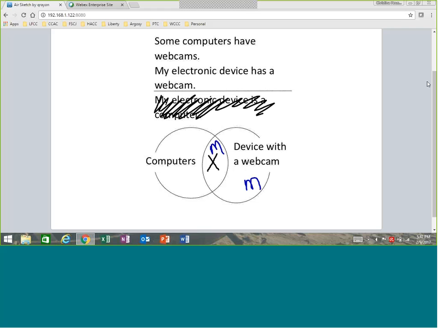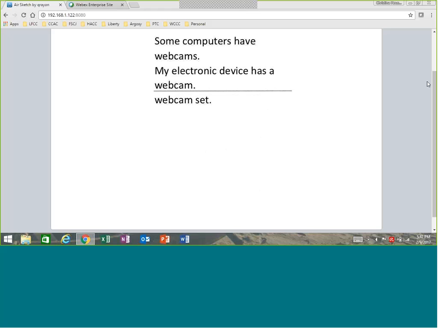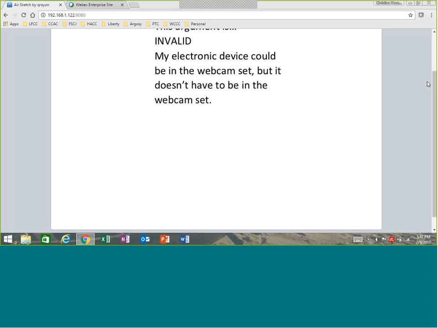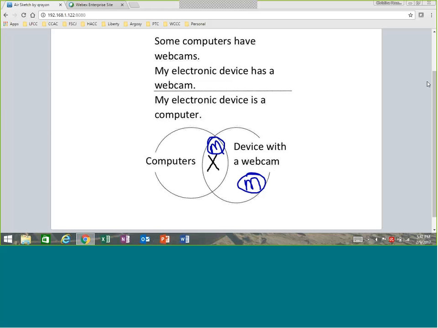Let's check to see if there's a contradiction or not. My electronic device is a computer. Well, if I was here, that would be fine. But what if I'm there? I'm not in the computer circle. So for this one, it's invalid. My electronic device has to be in the webcam set. It could be in the computers or could not be in the computers. But that is definitely an invalid conclusion because of the contradiction that it has to be a computer. If I'm here, then it's not a computer.